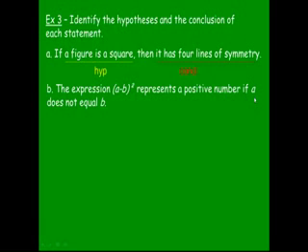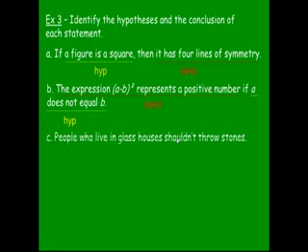So if a does not equal b, then the expression (a minus b) quantity squared represents a positive number makes the same amount of sense as it written this way. So what's after the if is your hypothesis, and then what's left is your conclusion. So kind of reword it in your head and make an if-then statement. And then you'll have your hypothesis and your conclusion.